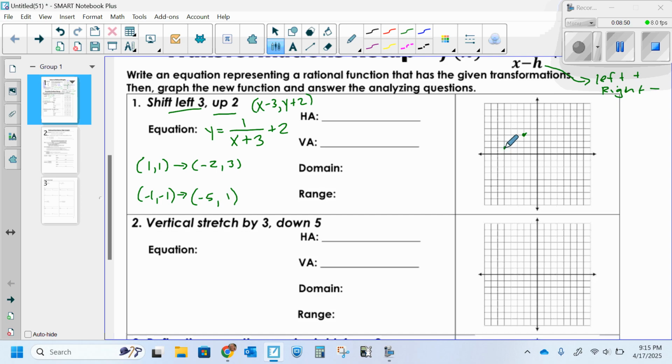And we could have done our asymptotes first, but I just thought I'd get these on here first. Okay, so horizontal asymptote. If your graph was at y equals 0, but you made it go up 2, you have a horizontal asymptote at y equals 2. Your vertical asymptote is normally at x equals 0, but you're moving it to the left 3 units. So that's x equals negative 3. Make sure that you're using x for vertical, y for horizontal.